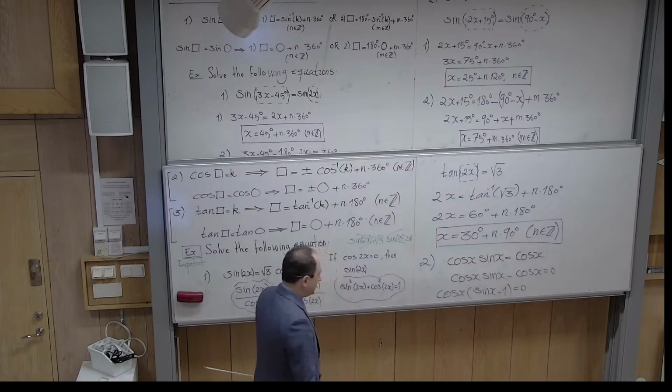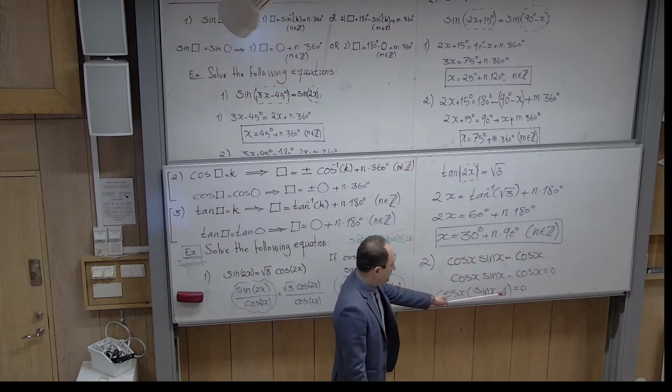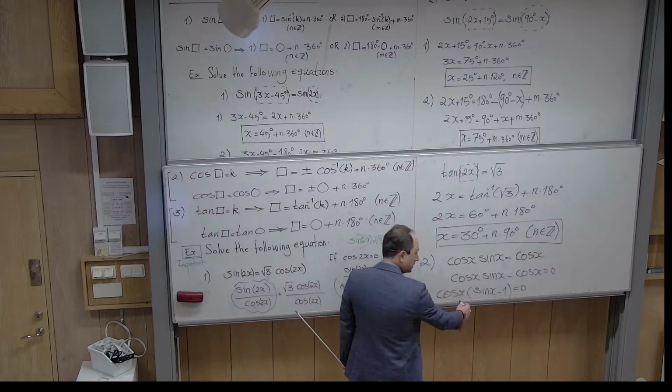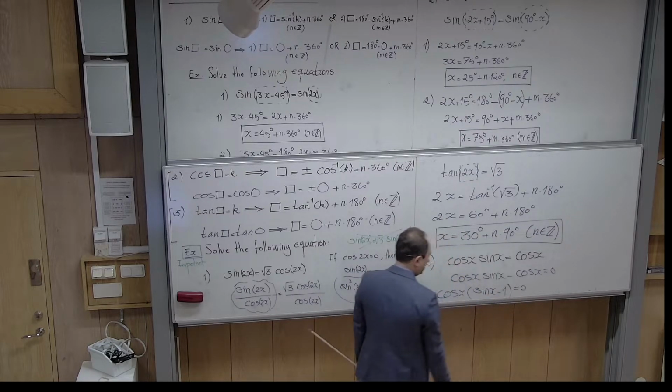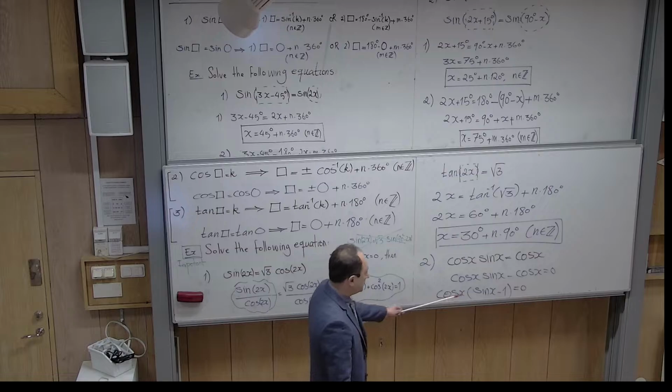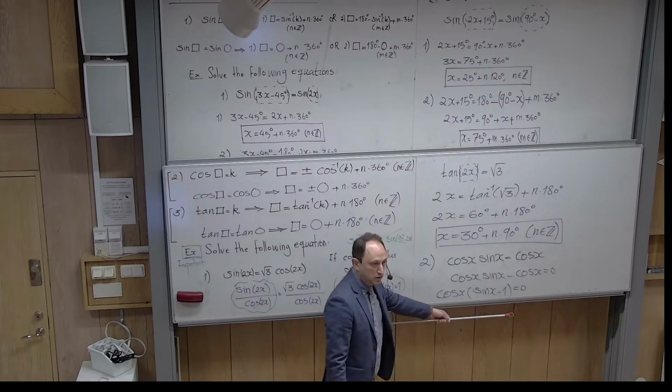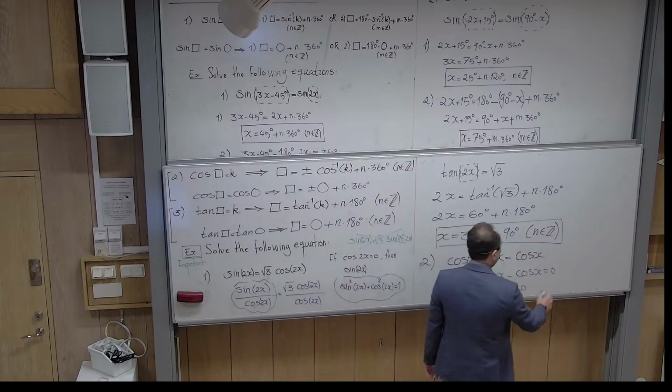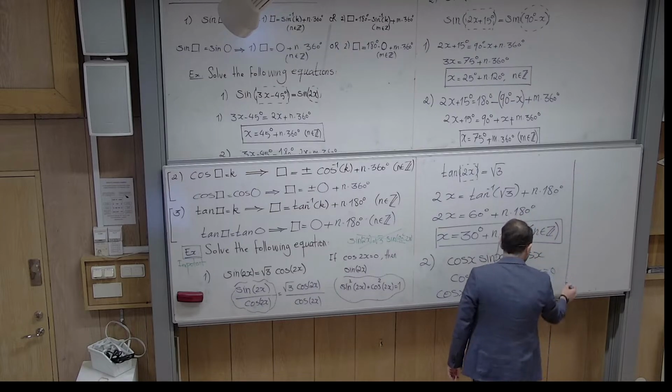So this is a product of two numbers. One number is cosine x. The other one is this combination, sine x minus 1. And the product happens to be 0. So this means, what can I conclude from here? So if you don't mind, let me write here. What can I conclude?